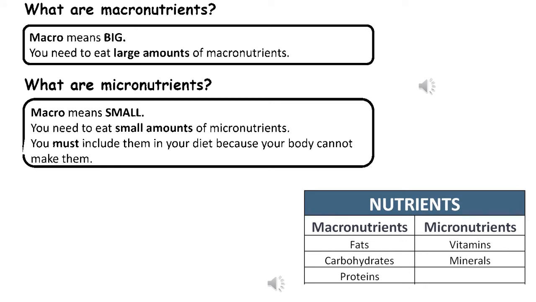So macronutrients comprise of fats, carbohydrates and proteins. So they are required in larger amounts by our body. And micronutrients comprise of vitamins and minerals. Okay. And water is anyways required for our body because we know that more than 60% of our body comprises of water. Okay, so it's one of the essential components of our body.